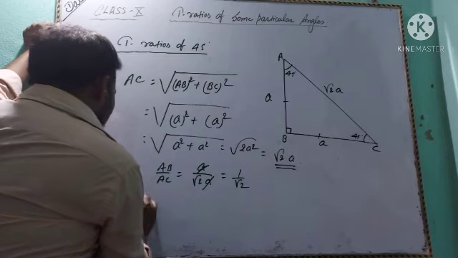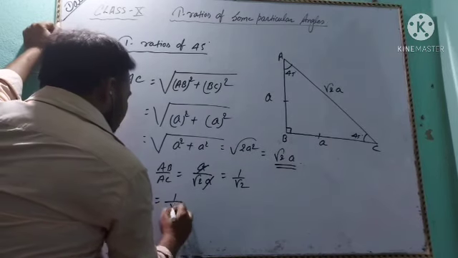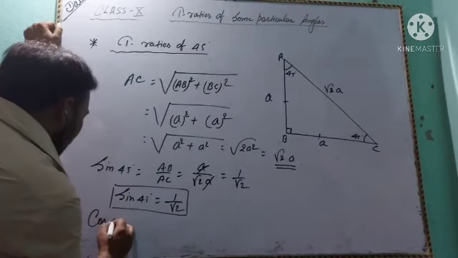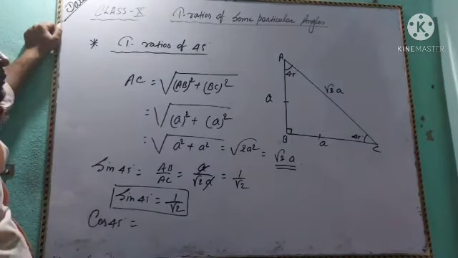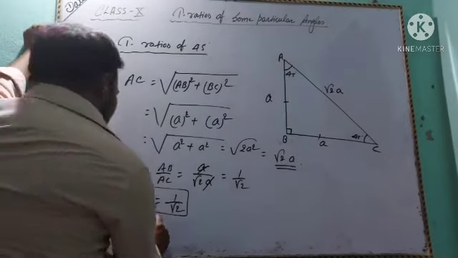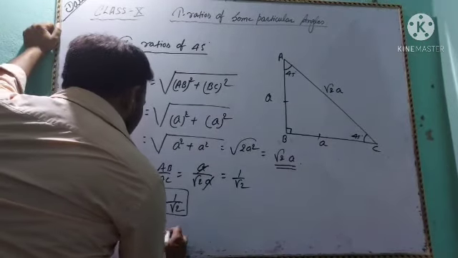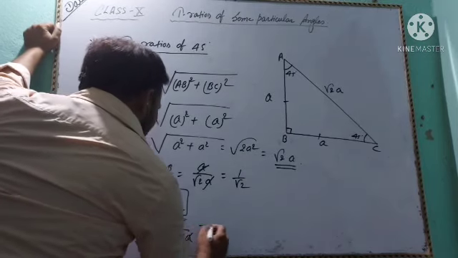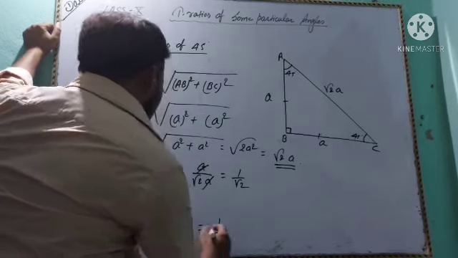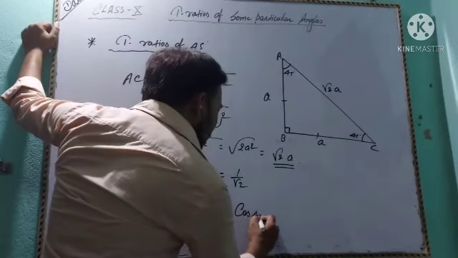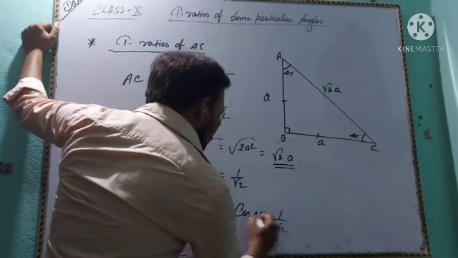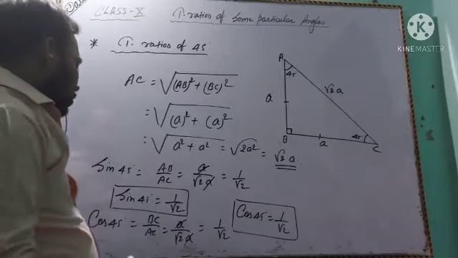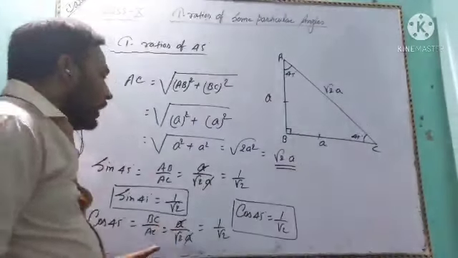So students, sin 45 degree value is 1 by root 2. Next, cos 45 degree, that is base by hypotenuse. So BC by AC, and BC is equal to a and AC is equal to root 2 a. So this is also 1 by root 2. So cos 45 degree value is also 1 by root 2. At 45 degree, cos and sin, both the values are equal.